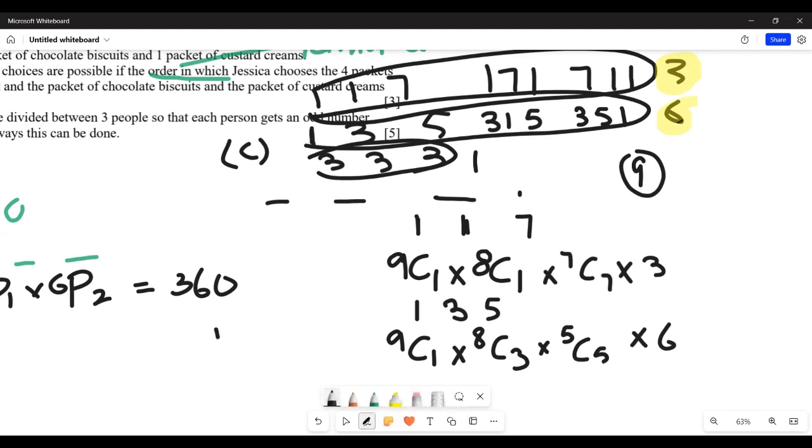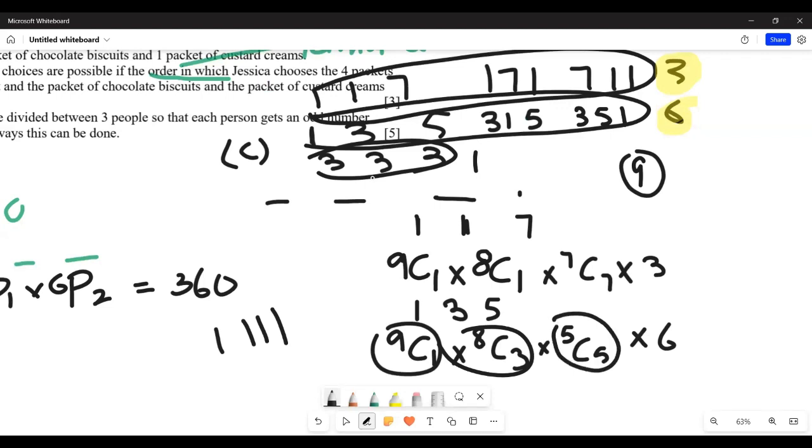One pie is selected here, 3 pies are selected here, so 9 minus 4 is 5. That's why I was saying that now 5 are left. So it's going to be 5C5. And multiply this answer with 6.